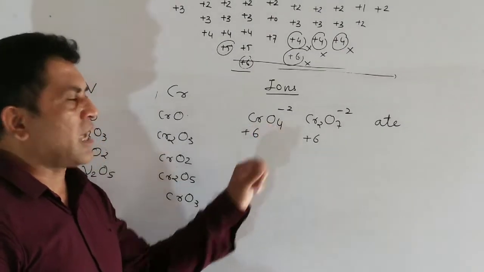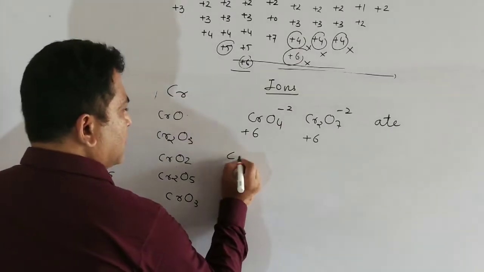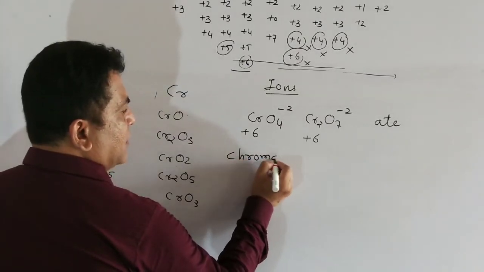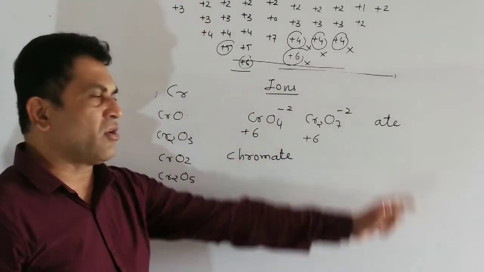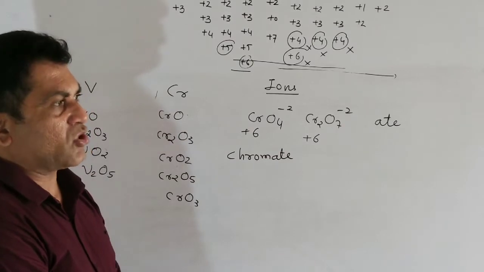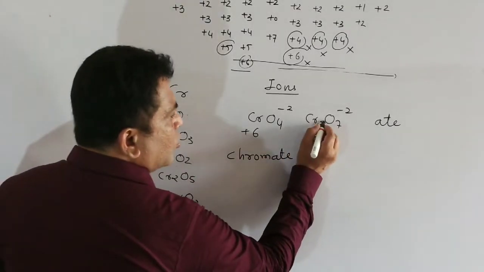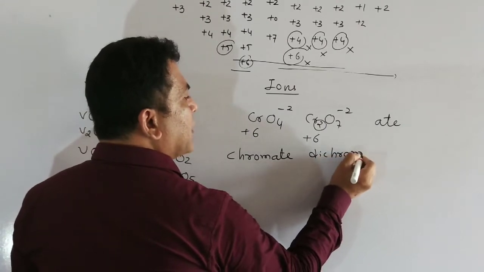So the CrO4 2- ion is known as chromate, because the highest oxidation state is 6, and when it is the highest oxidation state, we add -ate. That's why this ion is known as the chromate ion. And here two Cr atoms are there, so this will be known as the dichromate ion.